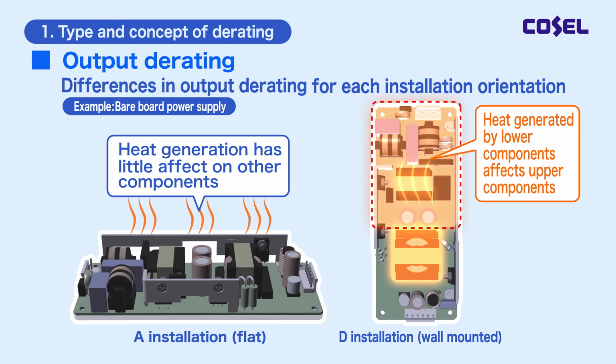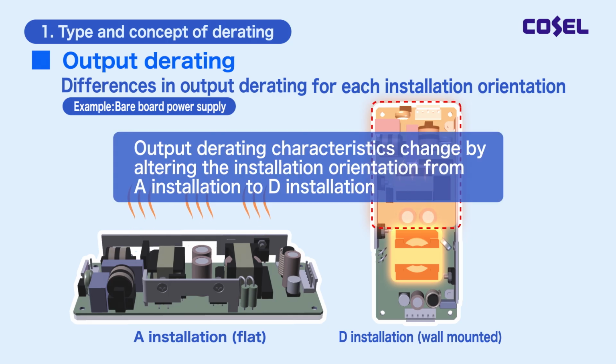Since D installation on a wall has a smaller margin relative to the rated temperature of the component compared to A installation that is flat, resulting in a lower usable load factor at the same ambient temperature, changing the installation orientation from A installation to D installation changes the output derating characteristics.